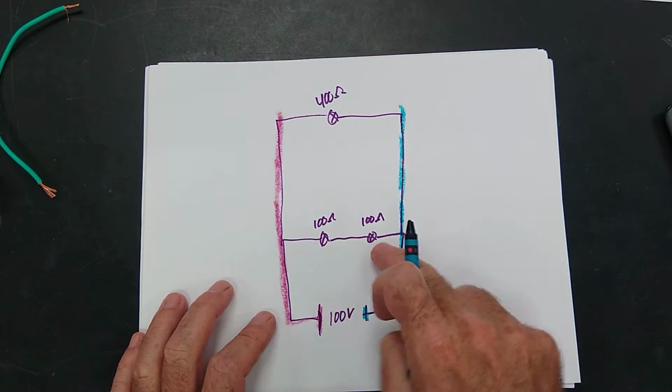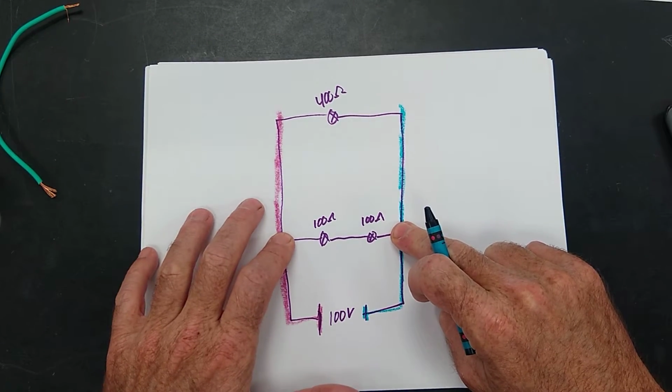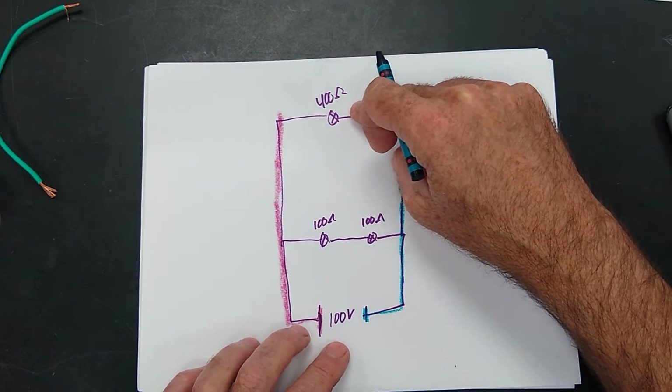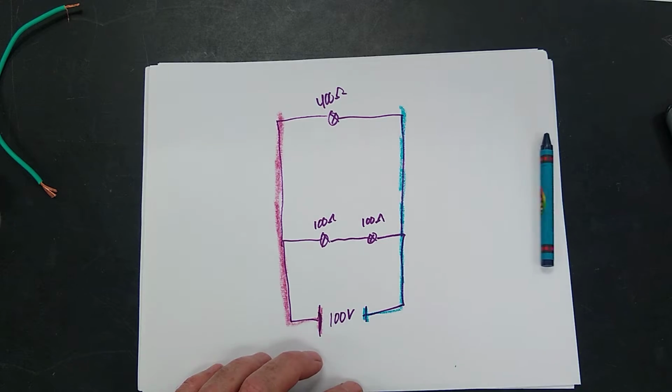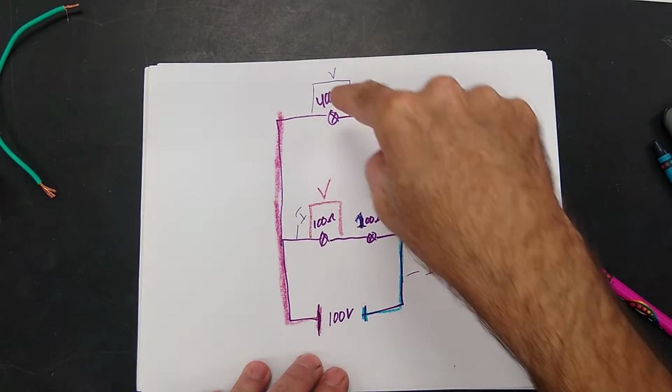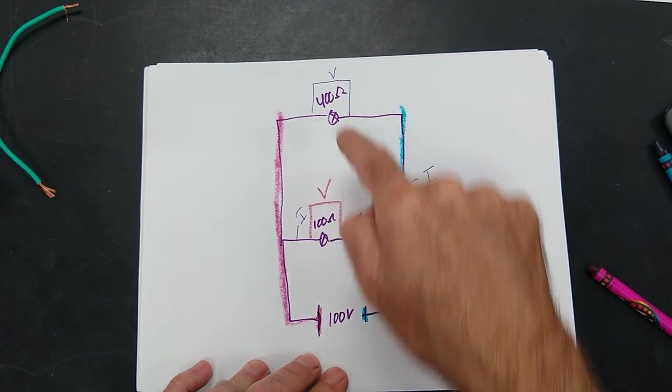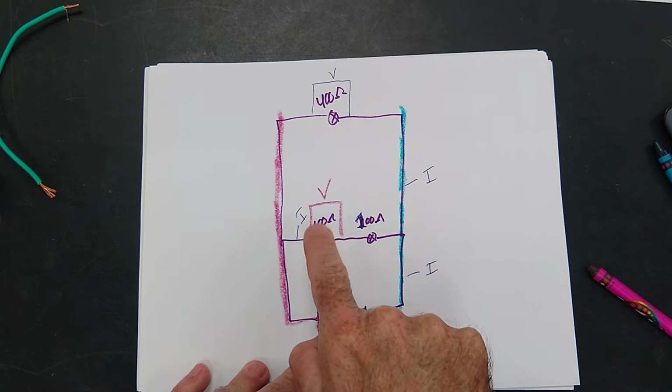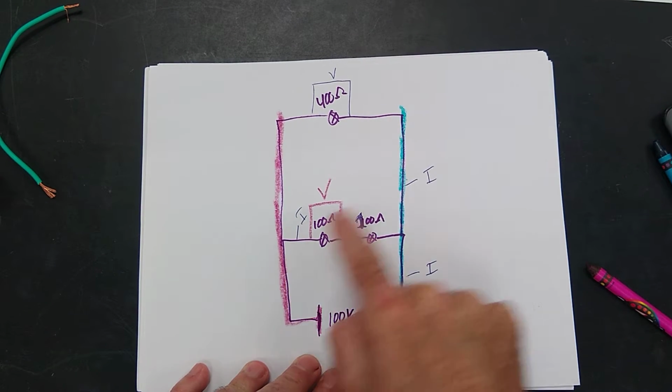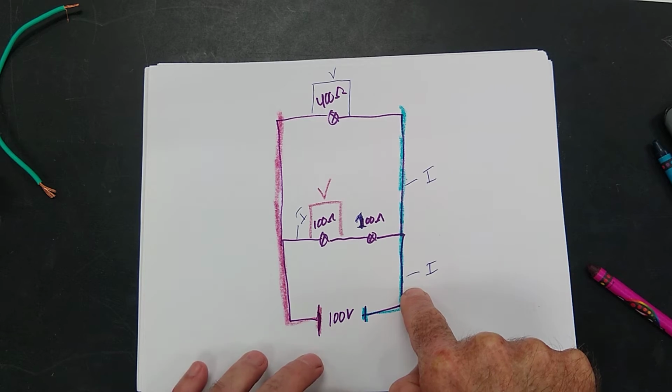Now, these two bulbs are in a series with themselves, but they're in parallel with this bulb. So I'm going to ask you some questions about this. I would ask you, what is the voltage drop across this bulb? What is the voltage drop for that bulb right there? What is the current there? What is the current there? What is the current there?